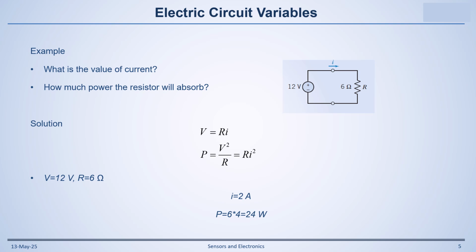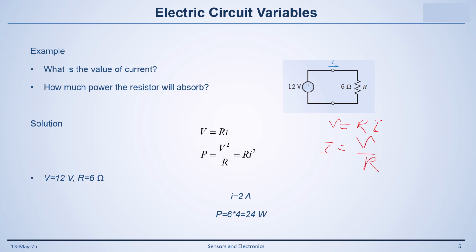Another example, here we have one battery that is connected to the resistor. The battery is 12 volt and the resistor is 6 ohm. Based on Ohm's law, if you want to calculate the current, V is equal to R times I. So I is equal to V divided by R.